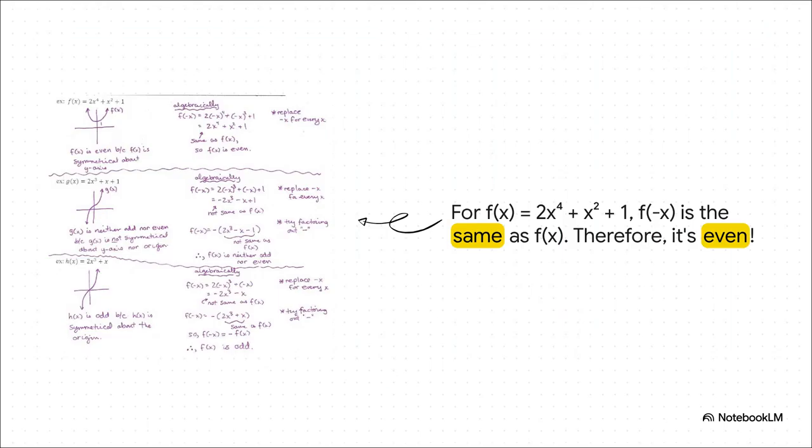Let's put this to the test with that first example. We've got f(x) = 2x^4 + x^2 + 1. Now we replace every single x with negative x. Because the powers are even, 4 and 2, raising a negative number to an even power makes it positive. So the negatives just disappear. We end up with the exact same equation we started with. And since f(-x) = f(x), we've just proven it's an even function. Simple as that.